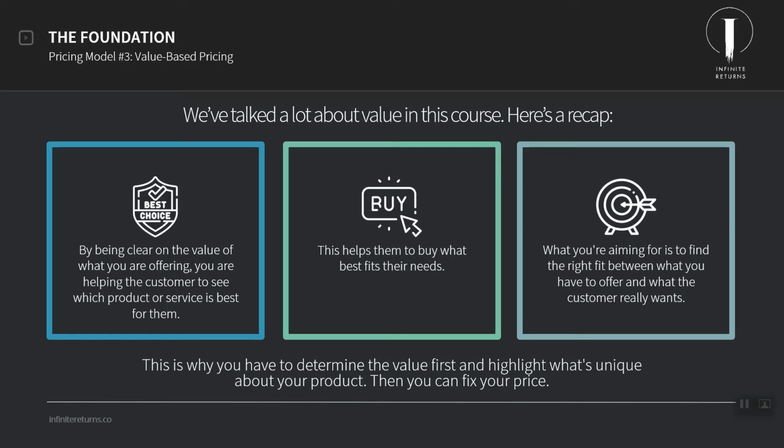Now, once you go from there, the value helps someone understand what to buy based on their needs, right? From there, you're aiming for them to find the right fit from what you offer to what they really want. Now, we always focus on pain. What is the pain that this delivers, right? How does it get rid of pain out of someone's life? Remember, people do not buy products and services. They buy stories, identities, and ways out of pain. Say it again with me. People do not buy products and services. They buy stories, identities, and ways out of pain.